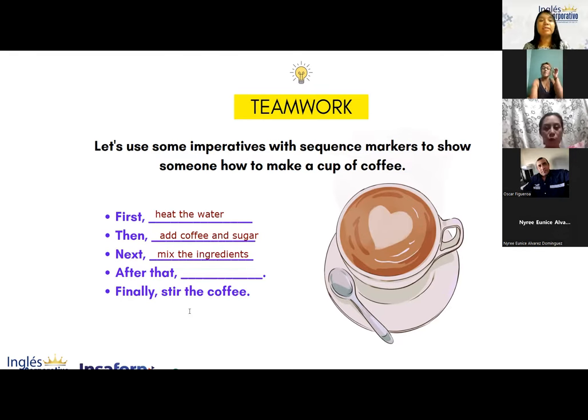Y remover también es stir. Stir. Es como remover el café. Stir the coffee. Entonces, stir and mix vienen usándose para lo mismo. Es como remover o revolver y el mix es como mezclar. Es casi sinónimo. Son sinónimos. And that's it. Solo esos son los pasos.